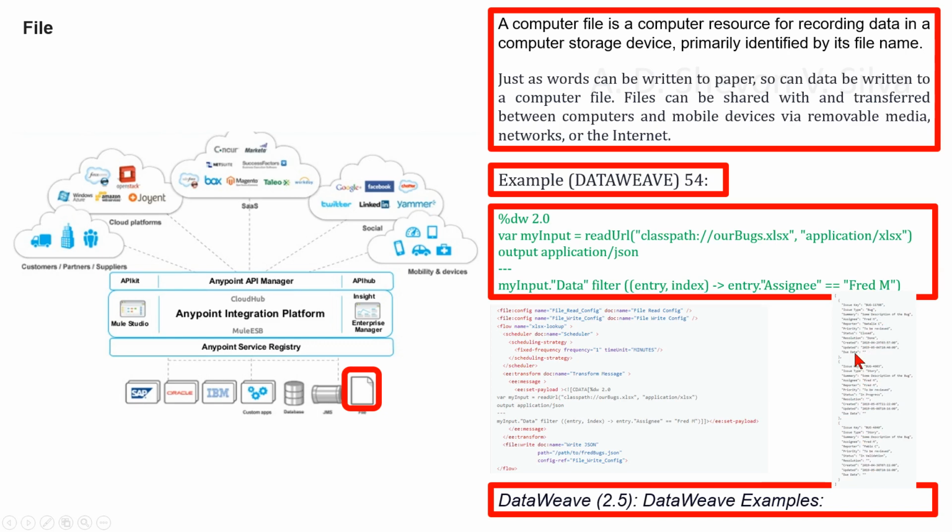Using the same DataWeave script as in the previous example, the next example writes the result of the filter expression to a file, fredbugs.json. The example is the configuration XML from my project in Studio. The XML configuration in Studio is like this. The scheduler triggers the flow to execute the next component, Transform Message.